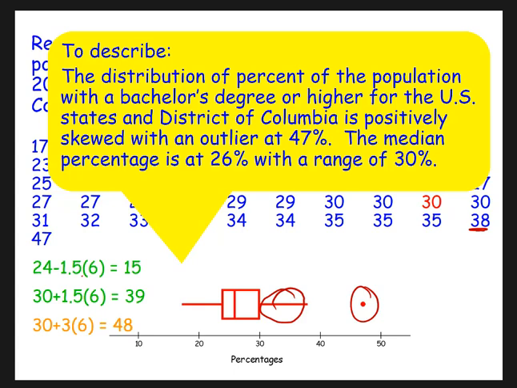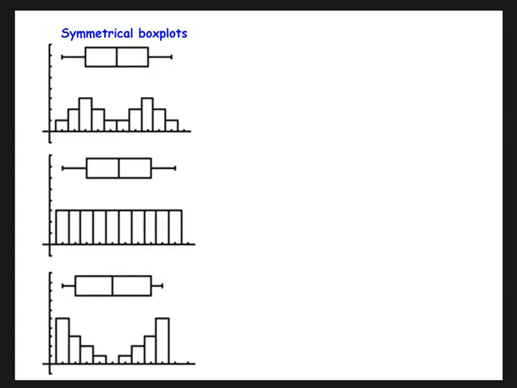So let's describe the distribution of percent of the population with a bachelor's degree or higher for the U.S. states and the District of Columbia. It is positively skewed. Having an outlier on the upper end makes it positively skewed. The median is 26, the mean with a range of 30. So that's one way of describing that distribution. The positive skew was, again, because there was an outlier on the upper end, or the positive end, of the data.